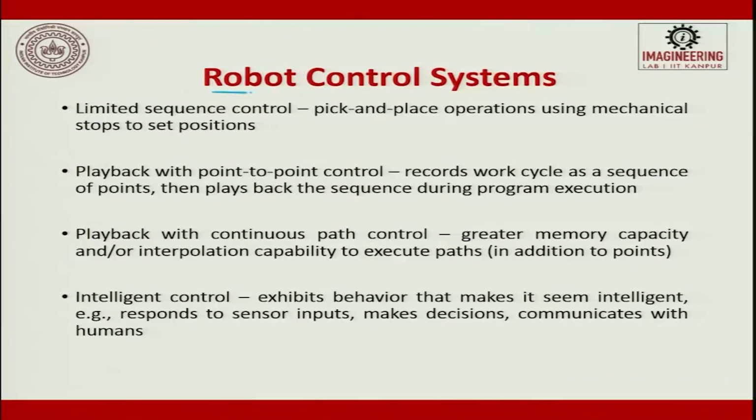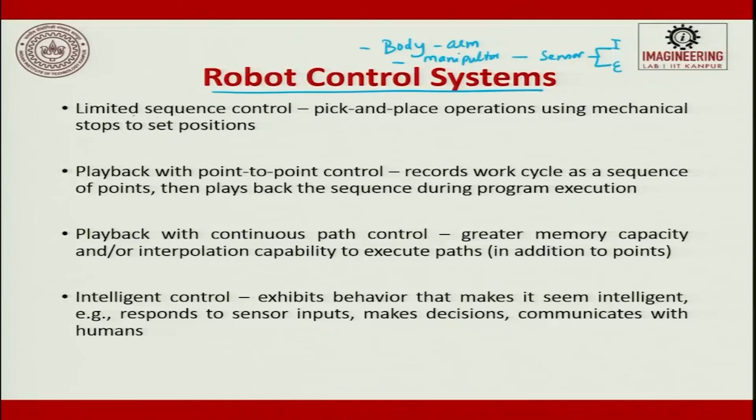The next one is the robo control systems. Till now we saw the body and arm configuration, then we saw different types of manipulators, and in the manipulator we saw different types of sensors, two in number: internal sensor and external sensor. Now we will move into control systems.